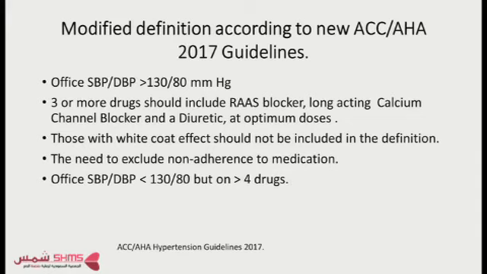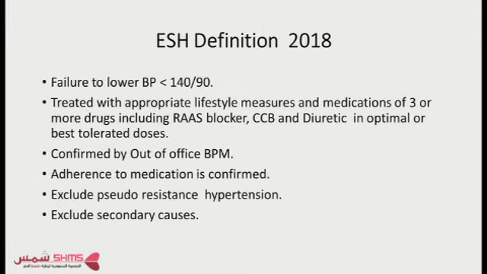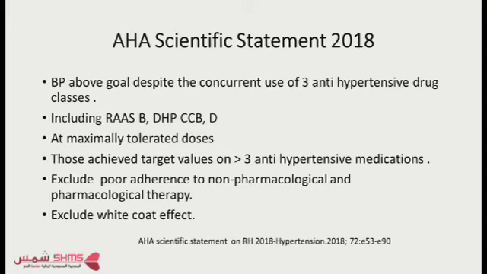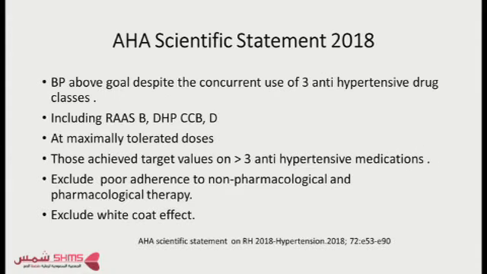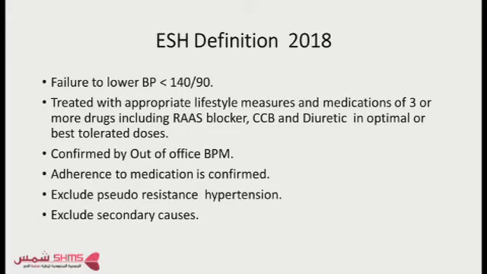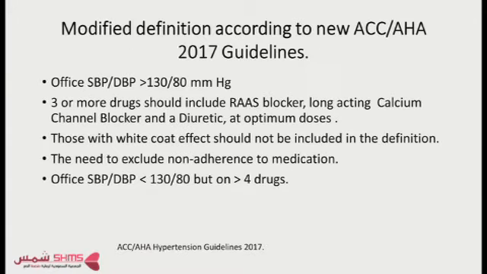Then we had a modified definition according to the 2017 hypertension guideline, the American one, where they suggested that the office blood pressure is above goal. So this is the modified definition according to the new guidelines. They stated that the office blood pressure is at least 130 or 80 or more on 3 or more drugs. Then they said we should exclude white coat effect, and exclude non-adherence. And they also defined somebody who's at goal with 4 drugs as being resistant.